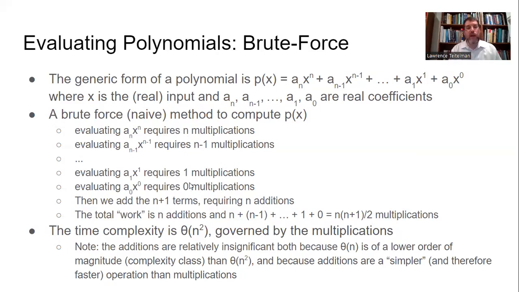So if I add all that up, 0 plus 1 plus 2 plus 3 plus 4, all the way up to n, what do I get? n times n plus 1 divided by 2, right? That's from Gauss. Okay, so I get that. And what order of magnitude is that? What do we call that? What kind of function is that? n squared. That is n squared. And what other name do we have for n squared?